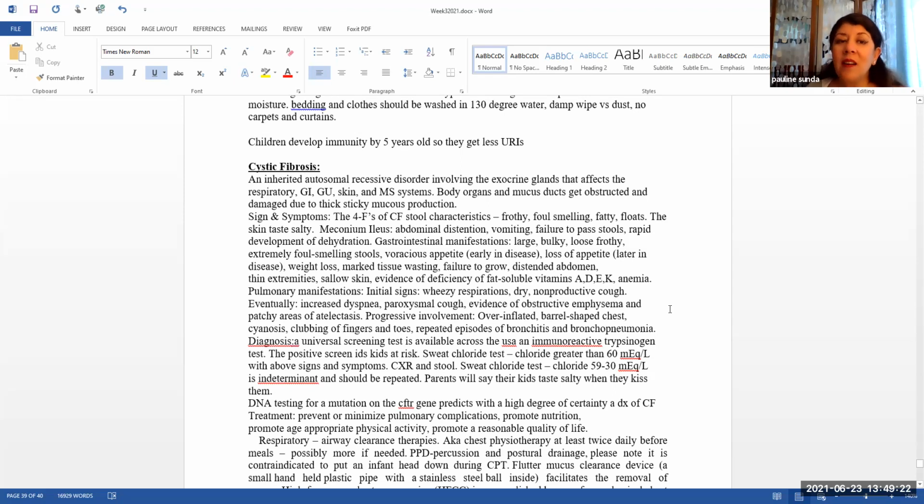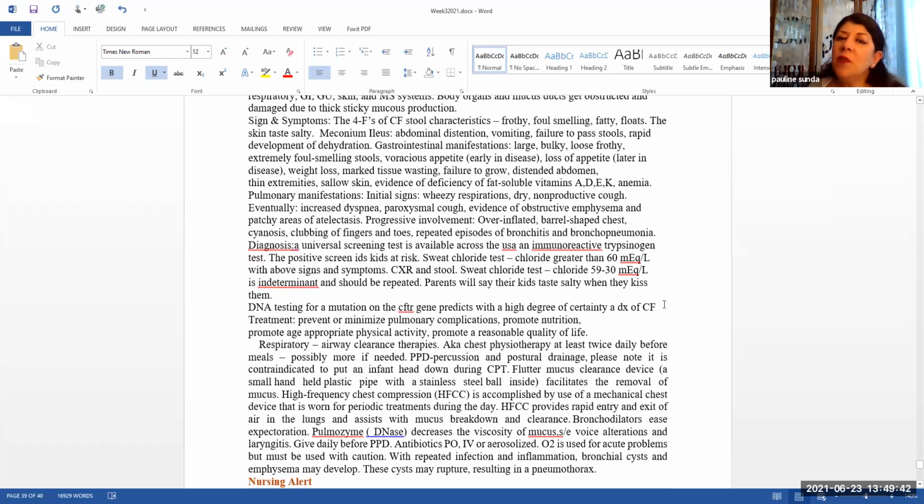Lastly, we're going to talk about cystic fibrosis. This is an inherited autosomal recessive disorder involving the exocrine glands that affect the respiratory, GI, GU, skin, and musculoskeletal systems. Body organs and mucus ducts get obstructed and damaged due to thick, sticky mucus production.